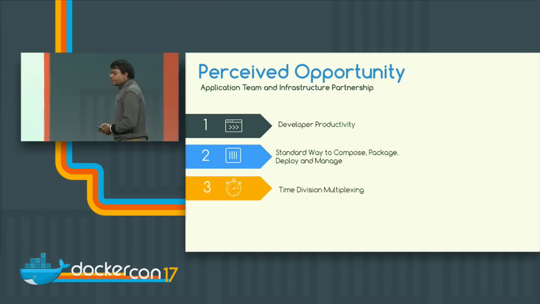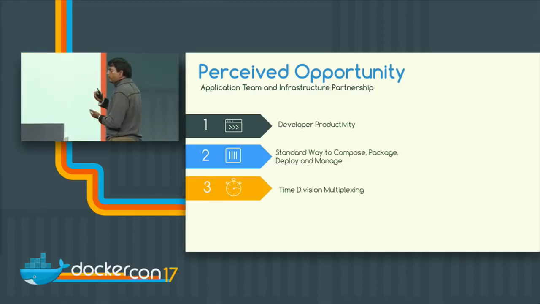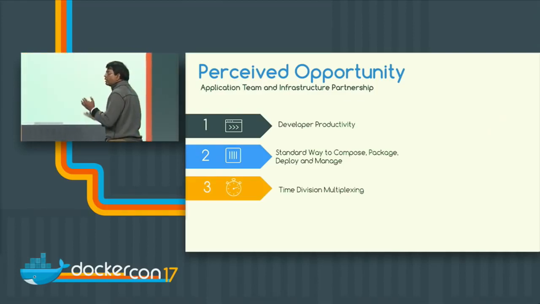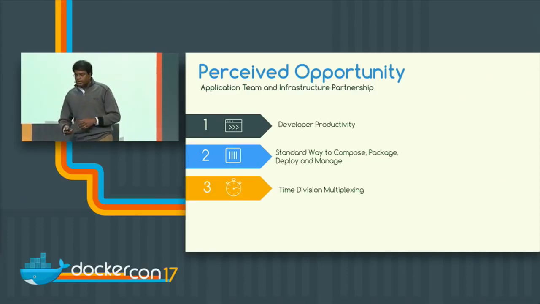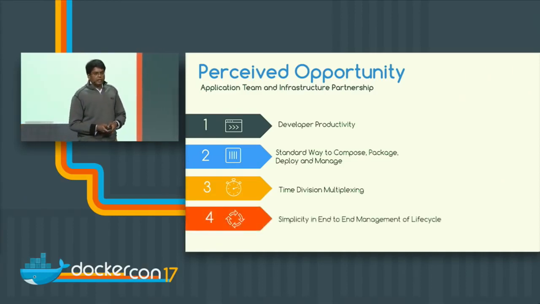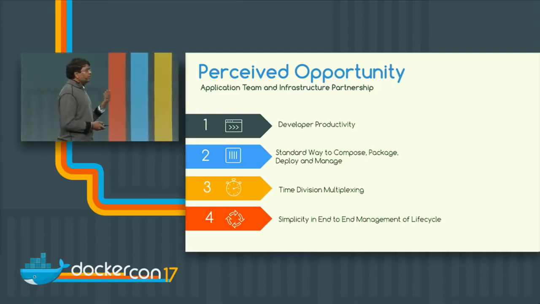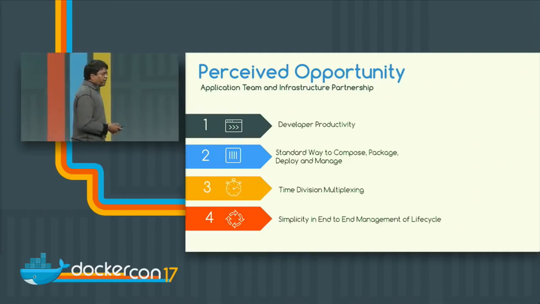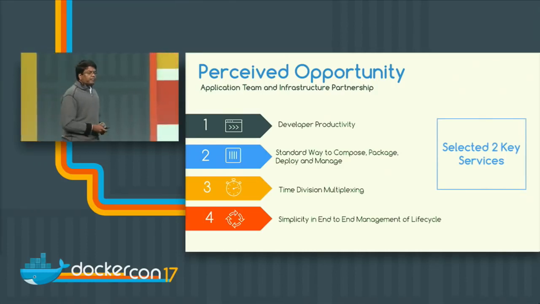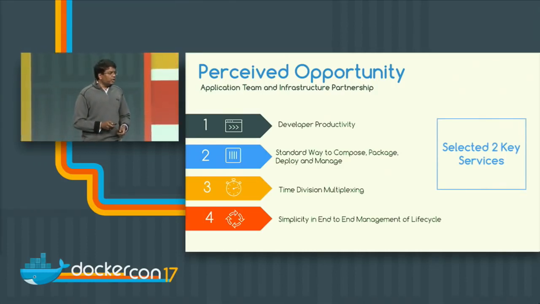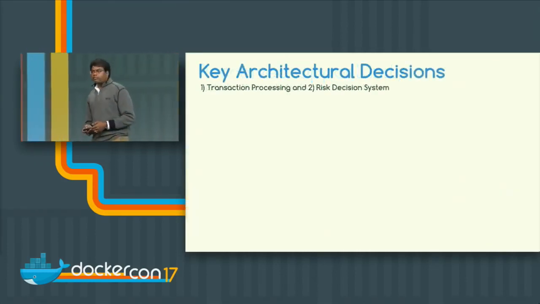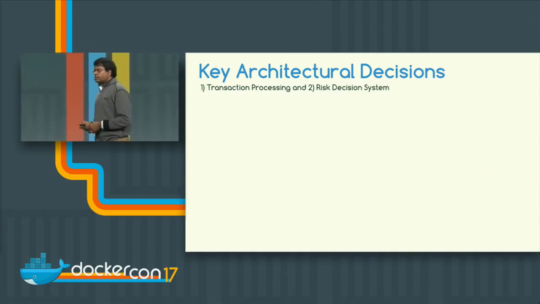And the third one is time division multiplexing. We talked about space division multiplexing earlier. Now I can do time division multiplexing as well, and we'll talk about that in a minute. And then overall, it felt like it's simple to manage. So we kind of jumped in with both feet, and we picked two key services. One of them was an authorization platform, and another one is a risk decision system.